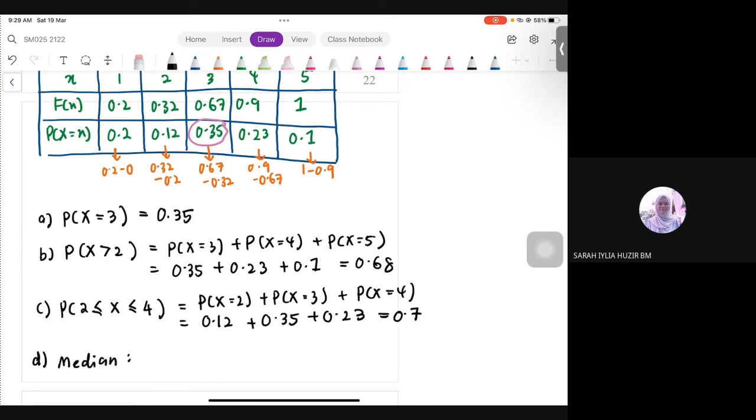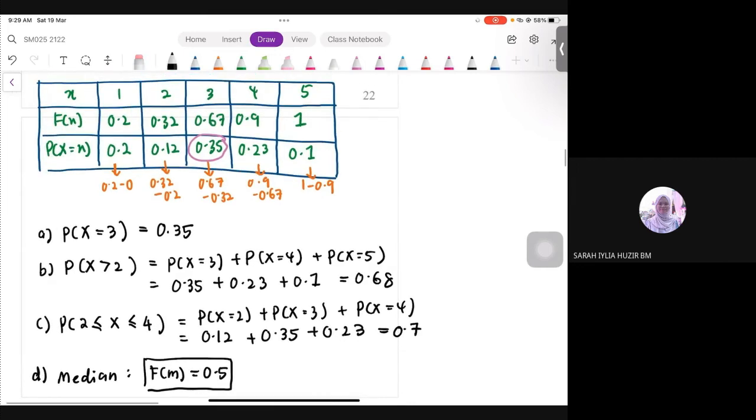Last one, we have to find the median. So, ingat median, jangan cari kat probability. Remember formula? F(m) equal to 0.5. Okay, so sekarang kita kena cari 0.5 ada kat mana. So, kalau tak ada exactly 0.5, kita kena fikir logik. Kat mana 0.5 tu terletak. Macam tadi, before this, 0.5 kita terus nampak. Tapi dalam soalan yang ni tak nampak. Dia tak nampak kat situ.